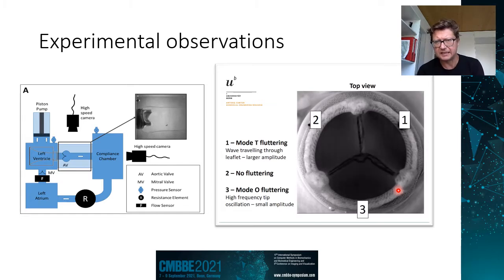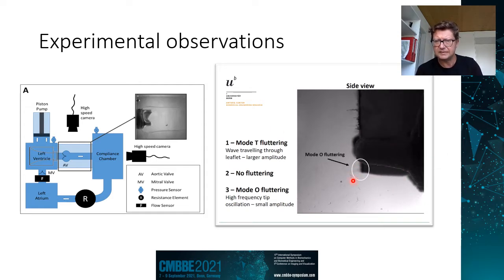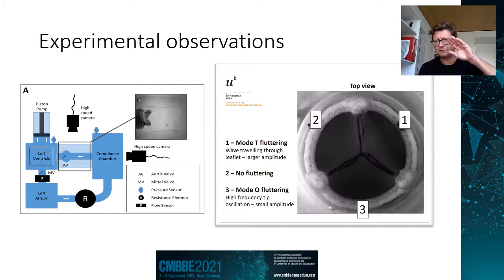Next, we're going to see the same thing in a side view. Flow is from right to left, the valve is opening, and we see here the oscillating tip, the O-mode fluttering vibration, and later the T-mode fluttering, which is like a whiplash motion from the base toward the trailing edge of the leaflet at larger amplitude.